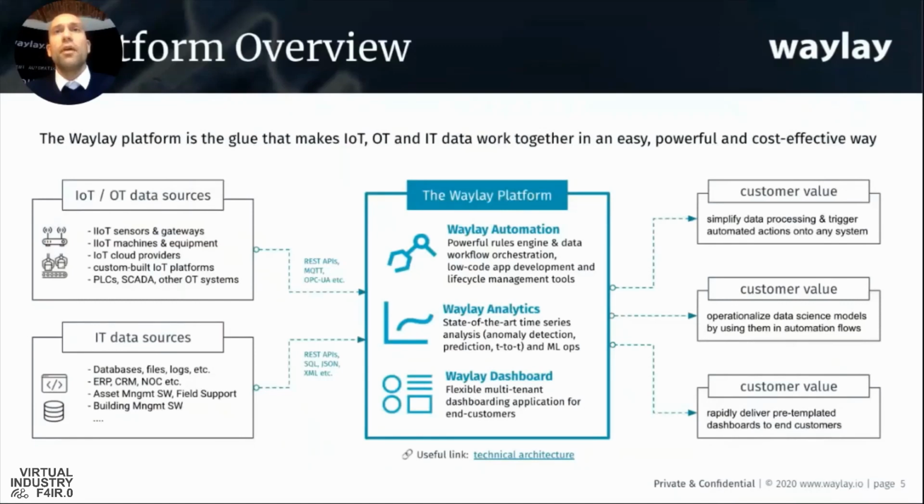This data is then coming to our platform, and here we have basically three pillars. The Waylay automation, which is our very powerful and easy to configure low-code rule engine, where we can define business workflows. We also have a very extensive set of data analytics capabilities, where we can do data processing and things like anomaly detection, prediction, and time to target. We're also able to host externally created machine learning models here and include them in our workflows.